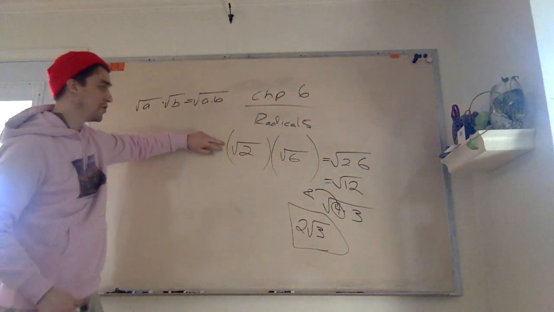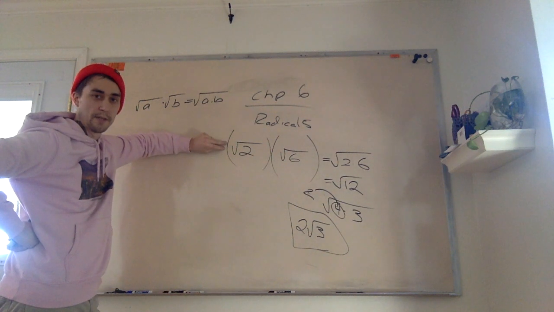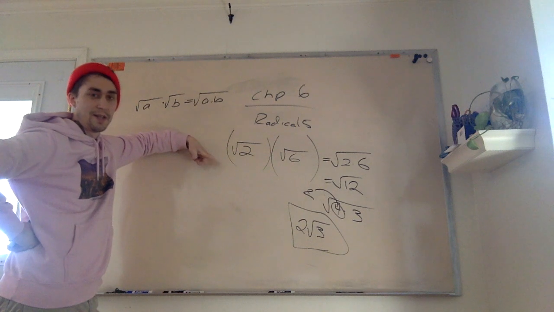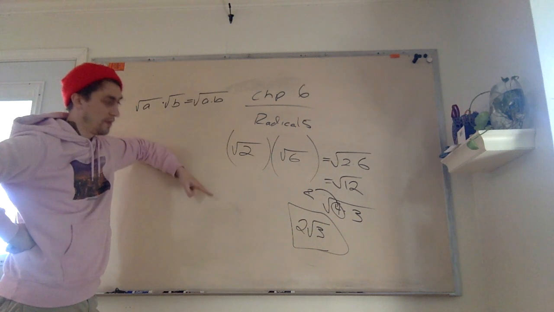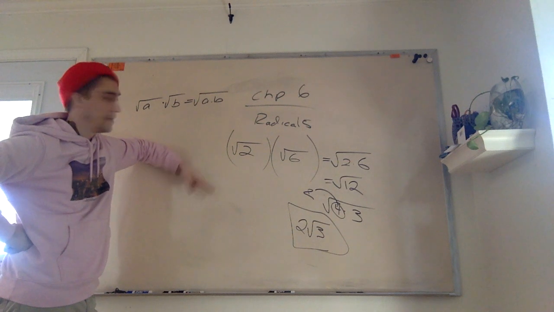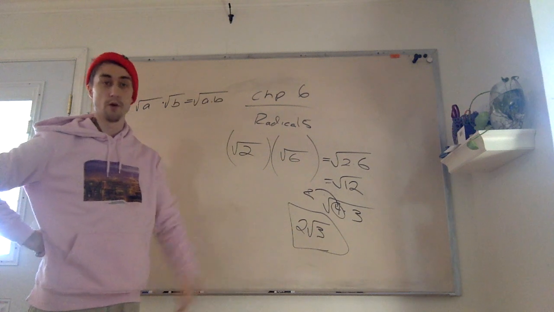So if you did have a question that said, hey, multiply the following radicals, the square root of 2 times the square root of 6, and you answered the square root of 12, you'd be right, but you wouldn't be 100% right, because the square root of 12 can be simplified into 2 times the square root of 3. So root 2 times root 6 is 2 root 3, once you've done all the work.